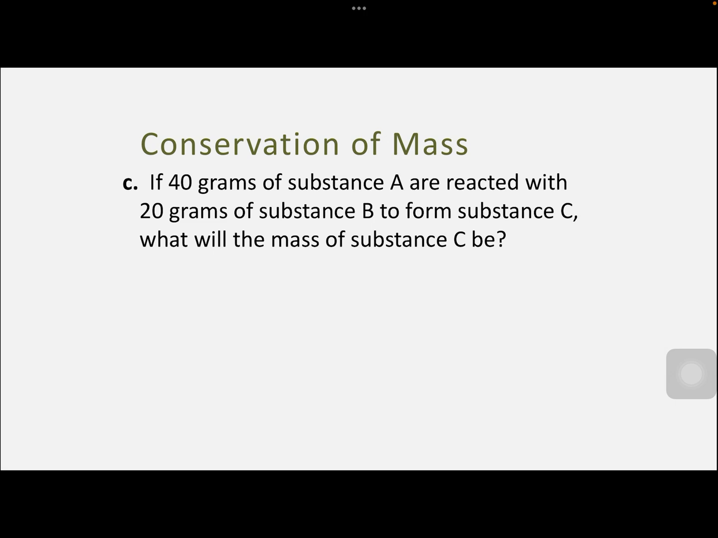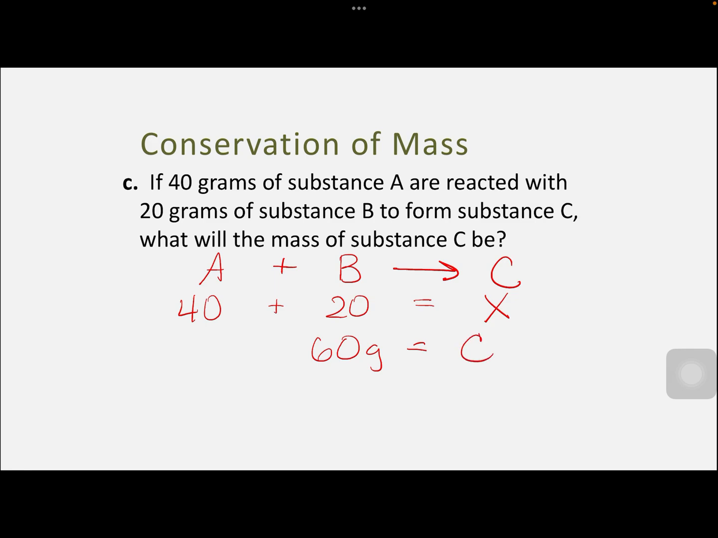Here's another mathematical example. If 40 grams of substance A are reacted with 20 grams of substance B to form substance C, what will the mass of substance C be? So this is a math problem. It's addition and subtraction. So here's my equation. Substance A reacts with substance B to form substance C. 40 grams plus 20 grams equals X grams. So 60 grams would be the mass of substance C.